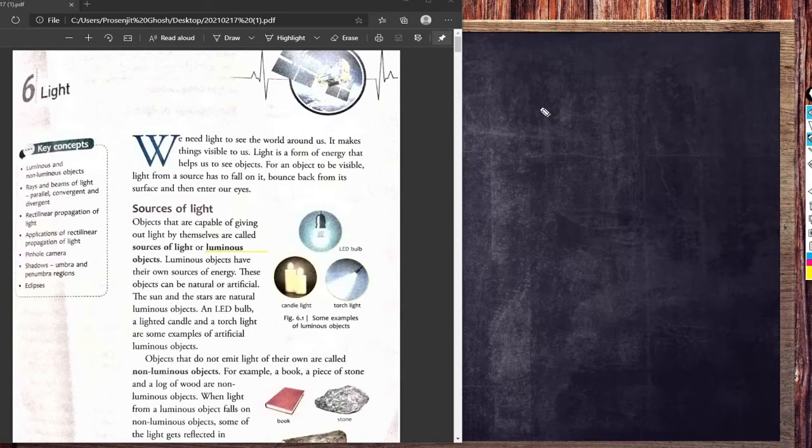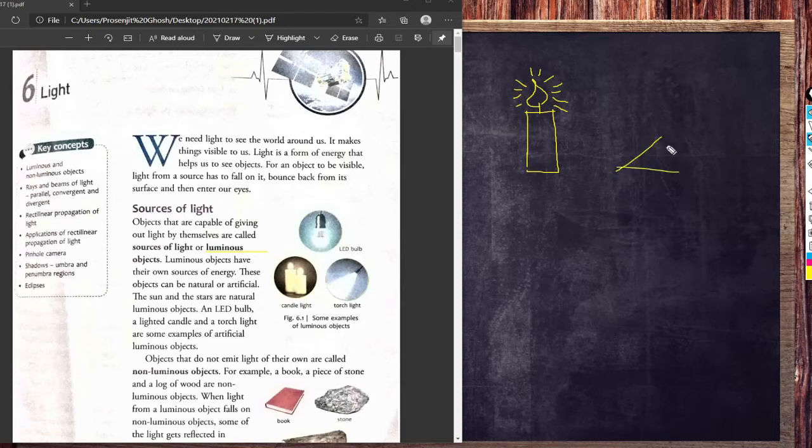Suppose in our home we use CFL, LED, tube lights, or we also have some candles. And as we know, these are luminous light sources because they make light by themselves. They are the original light source which emits the light.